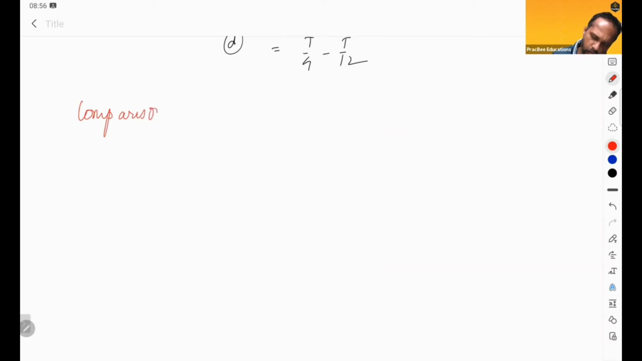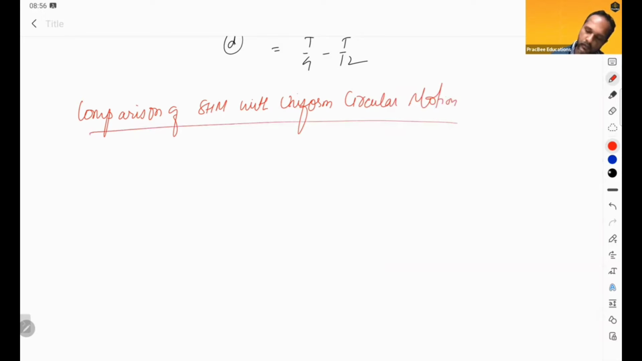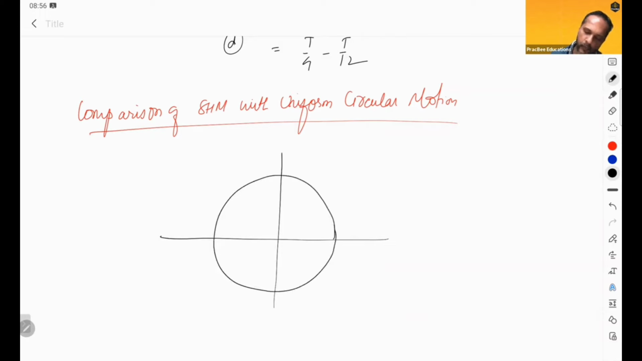Comparison of SHM with uniform circular motion. Suppose there is a uniform circular motion. A particle is there and it starts to move in a circle in the anti-clockwise direction, always anti-clockwise.